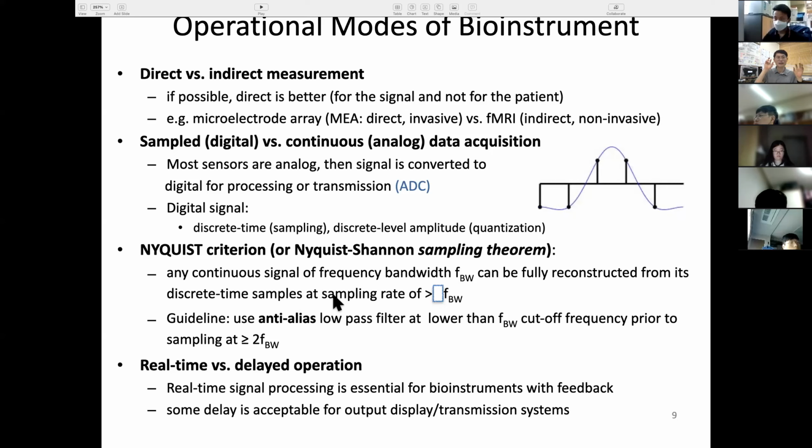But there comes this Nyquist criterion, which states that you have to sample the signal at least twice as fast as the signal's own frequency, defined here as a bandwidth of f sub bandwidth. So if you are sampling at least twice as high, then you can always fully reconstruct that signal. This is an amazing insight and very, very important. And from this, we actually can have a guideline.